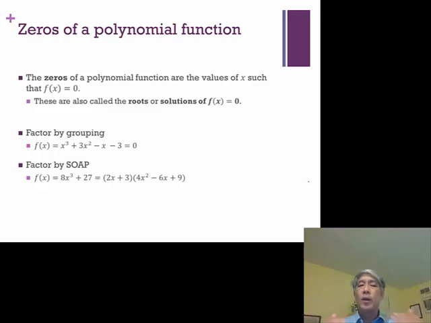Now we're going to worry about where it crosses the x-axis, because where it crosses the x-axis is basically saying where f of x equals 0. We normally call this the zeros of a polynomial function, or a lot of times we'll also call it the roots or solutions of f of x. And this is where I'm going to remind you about different ways I can factor a cubic. We can factor by grouping, and we can also factor by using the SOAP method, which is same, opposite, always positive. It might help for you to review those two methods from chapter P.